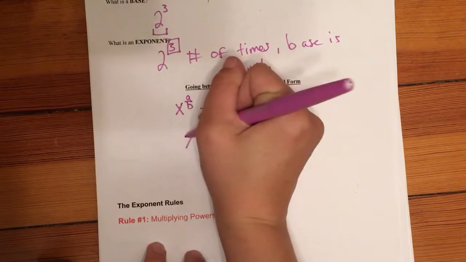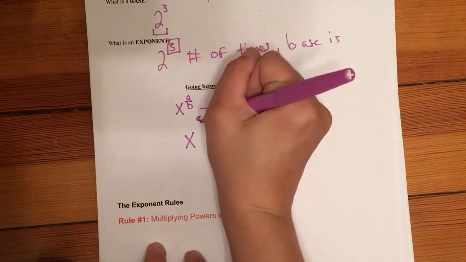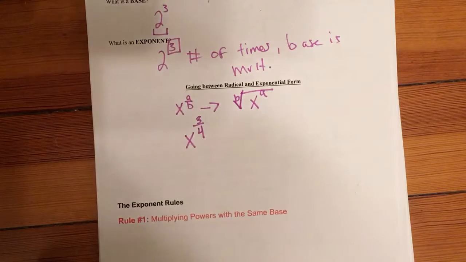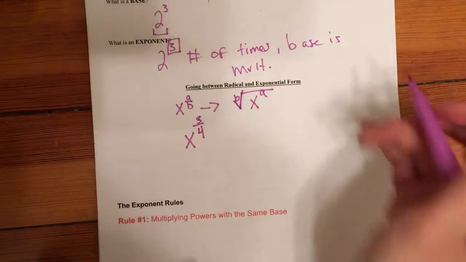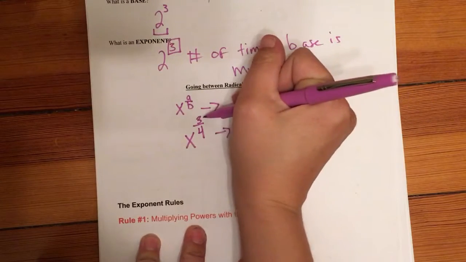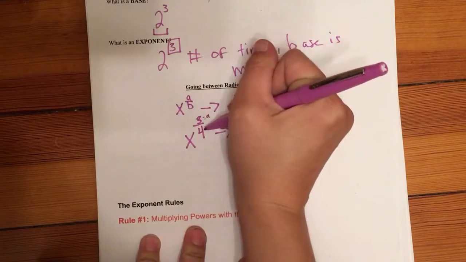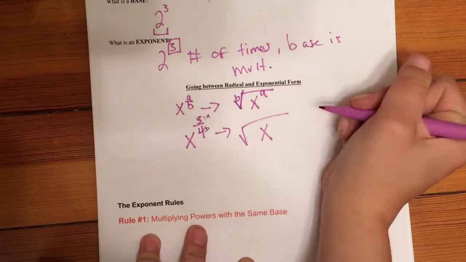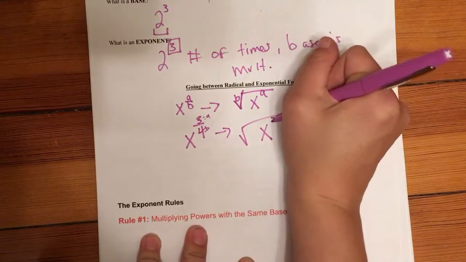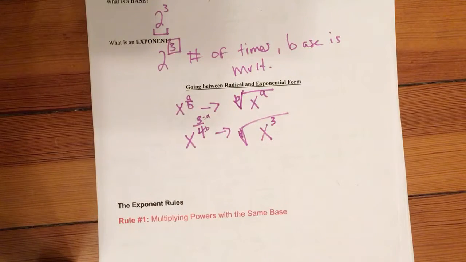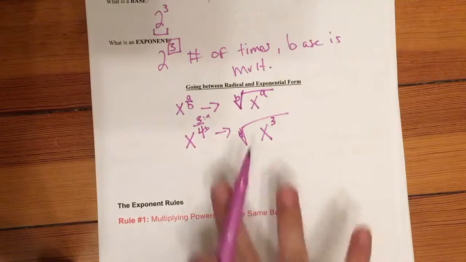Let's say we have x to the 3/4. If I wanted to convert that to radical form, well, my a is my 3, my b is my 4, and my x goes in here. We said my a is 3 and my b is 4. Okay, so you're just filling in between the two.